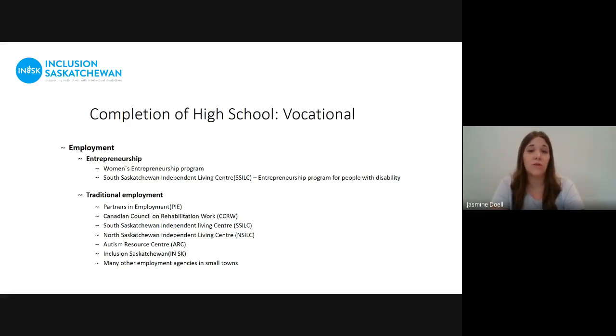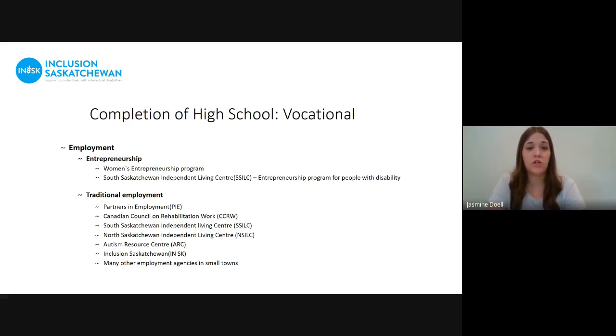And this list goes over other organizations that may be beneficial to look into to help best fit the employment needs of an individual, depending on what assistance they may need. In regards to entrepreneurship, you may want to look into the Women's Entrepreneurship Program, or SICKLE, which is an entrepreneurship program for people with a disability. And sometimes even at Inclusion Saskatchewan, we have some entrepreneurship help.